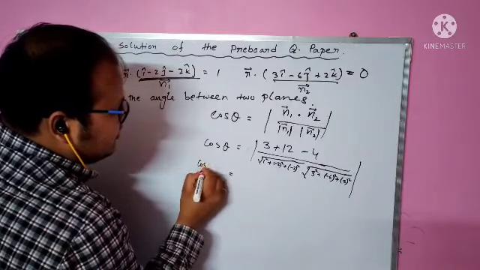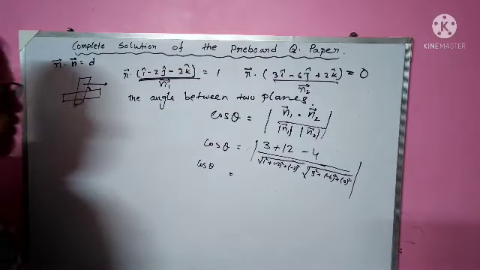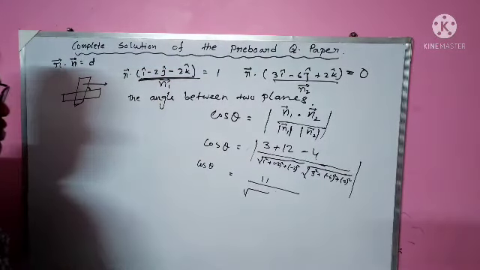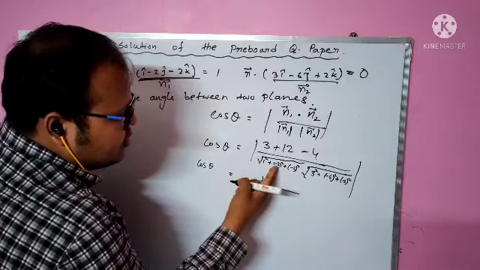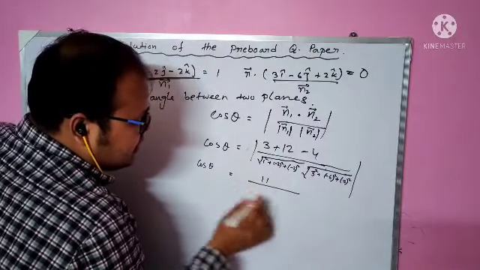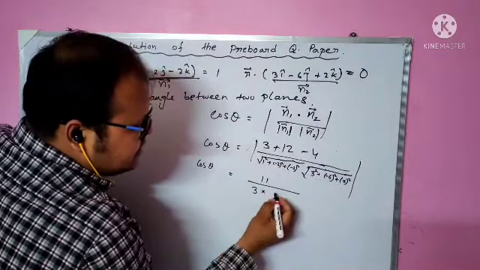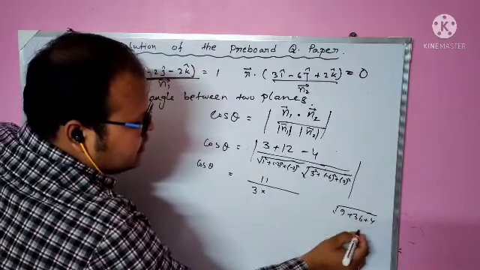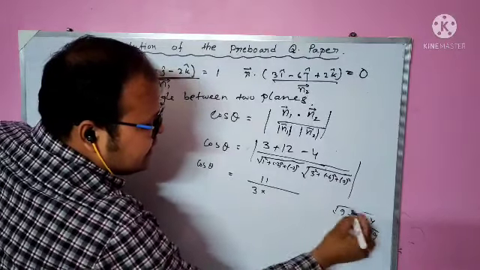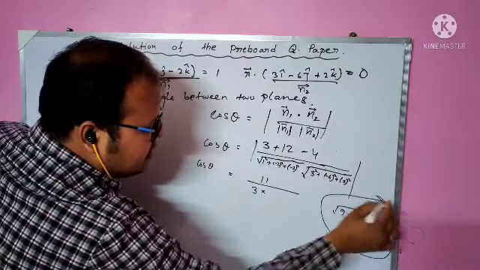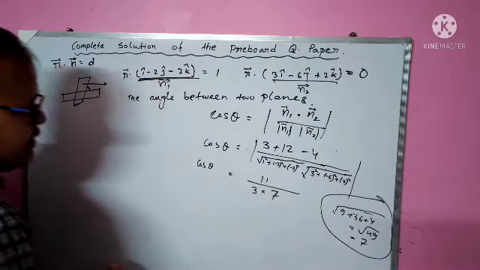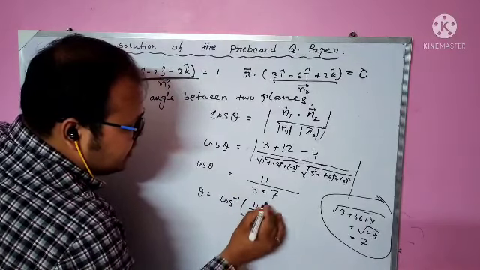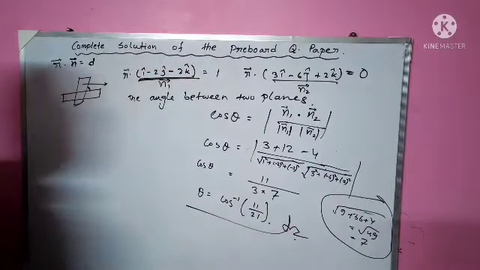If I calculate it, in the numerator we get 11, and in the denominator root over 4 plus 4, which is 8, plus 1, 9, so it is 3, into root over 9 plus 36 plus 4, which is nothing but root over 49, so I can write it as 7 only. This is the rough work, so directly you can write 7. Then theta is cos inverse of 11 by 21. This is the angle between the planes.